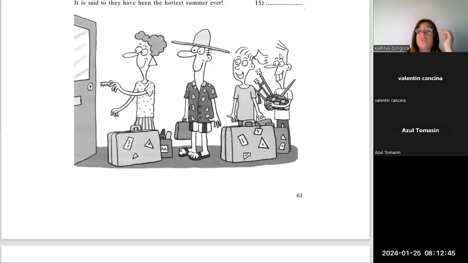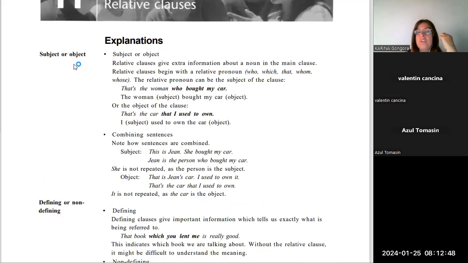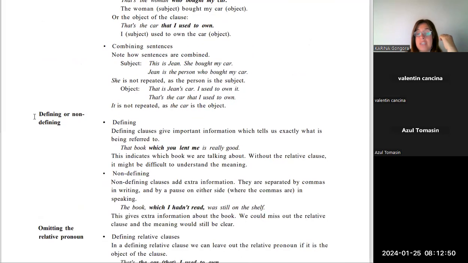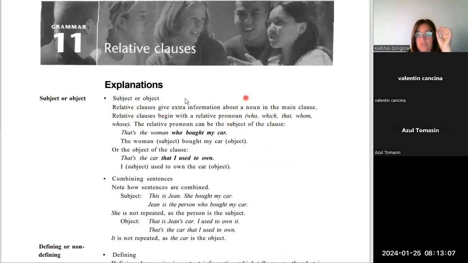Remember that that's why we have two types of relative clauses. Look at this, I will use the spotlight. Very good. So we have the defining relative clause when it is essential in the sentence and the non-defining relative clause, right? Let's go from the beginning. You can have a relative clause modifying a subject or an object. Remember, the object is whatever comes after the verb, right?